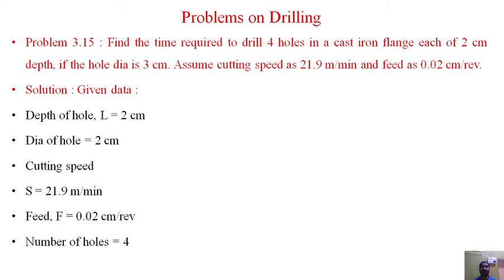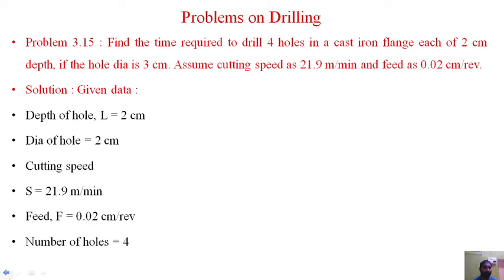The diameter of the hole is 3 centimeter and the depth of the hole is 2 centimeter. So cutting speed is given as 21 meter per minute and 0.02 centimeter per revolution is the feed. The feed is already given in centimeter per revolution, so no need to convert it. You have to remember that always the feed should be in centimeter per revolution. If it is given in millimeter per revolution, you have to convert it into centimeter per revolution by dividing it by 10.